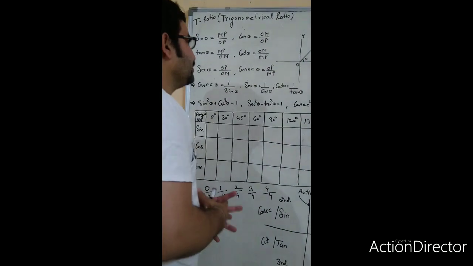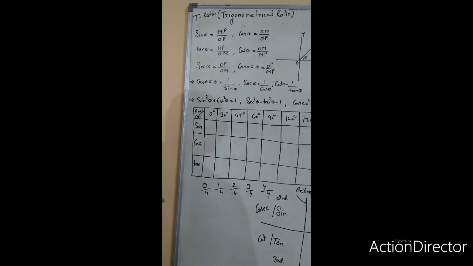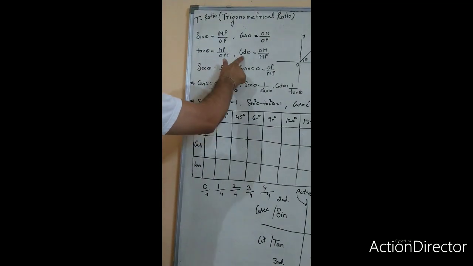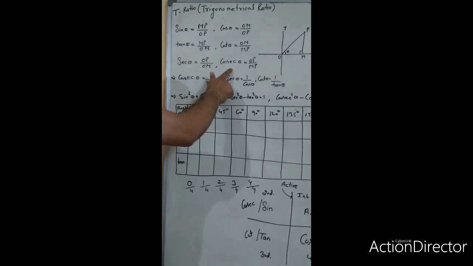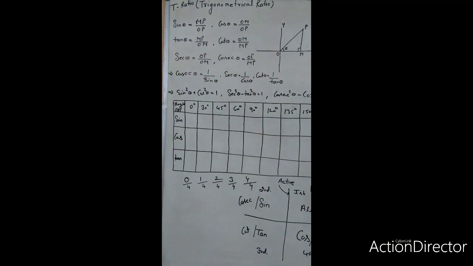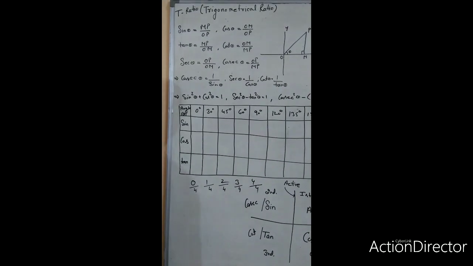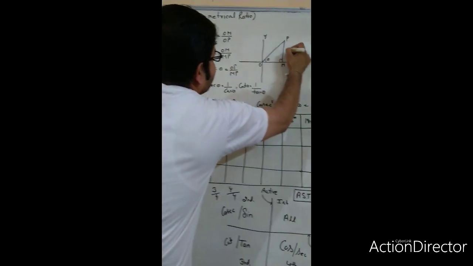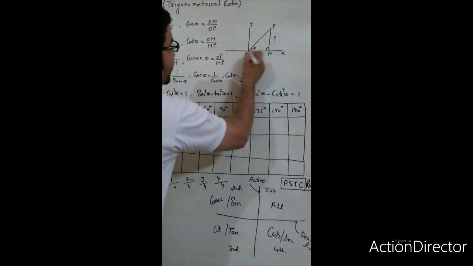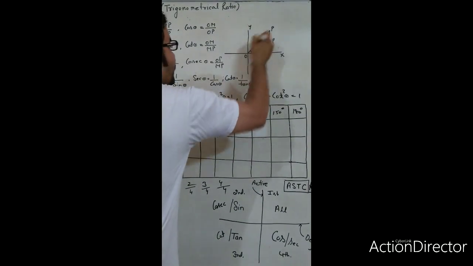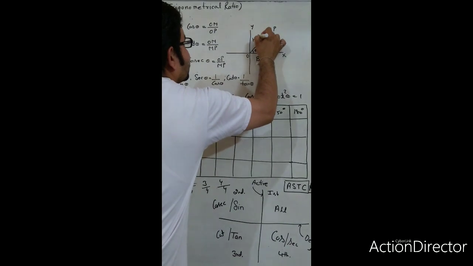In trigonometry, there are 6 trigonometric ratios: sin theta, cos theta, tan theta, cot theta, sec theta and cosecant theta. First we understand how the values of all 6 trigonometric ratios are found from the right angle triangle. Here PM is called the perpendicular, OM is called the base, and OP is called the hypotenuse.